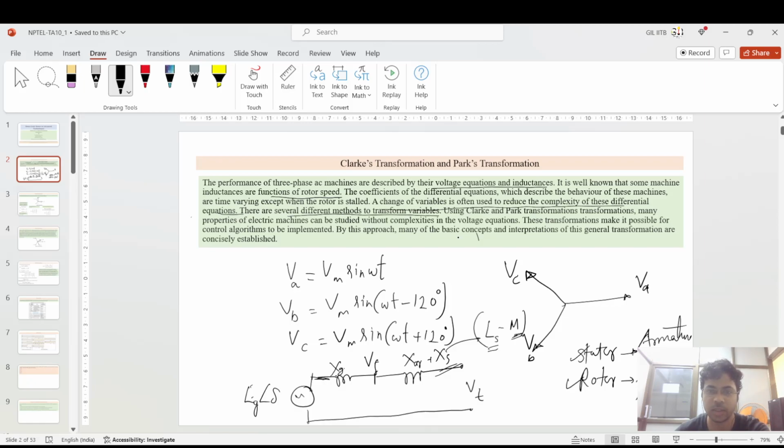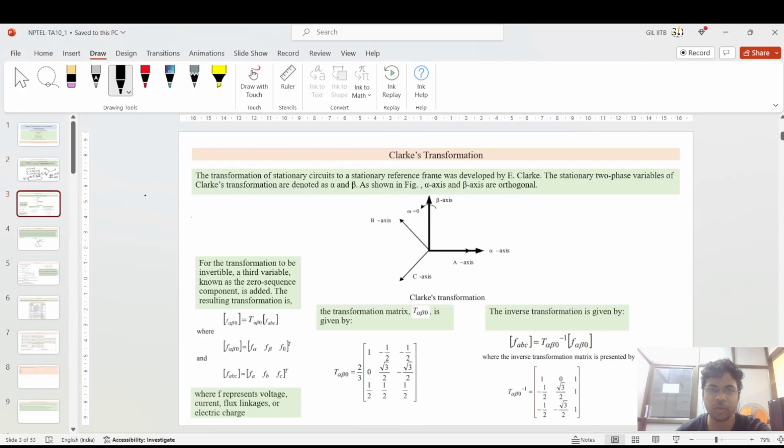A change of variable is often used to reduce the complexity of this differential equation, and there are several different methods for this variable transformation to convert a synchronously rotating frame to a stationary frame. Clarke's and Park's transformations are two of them, and they are of very much importance in this kind of system.